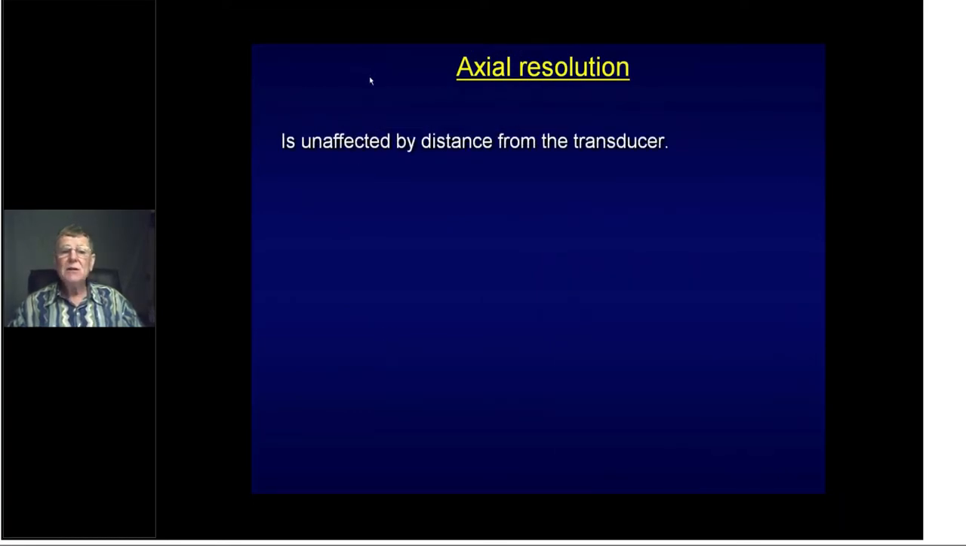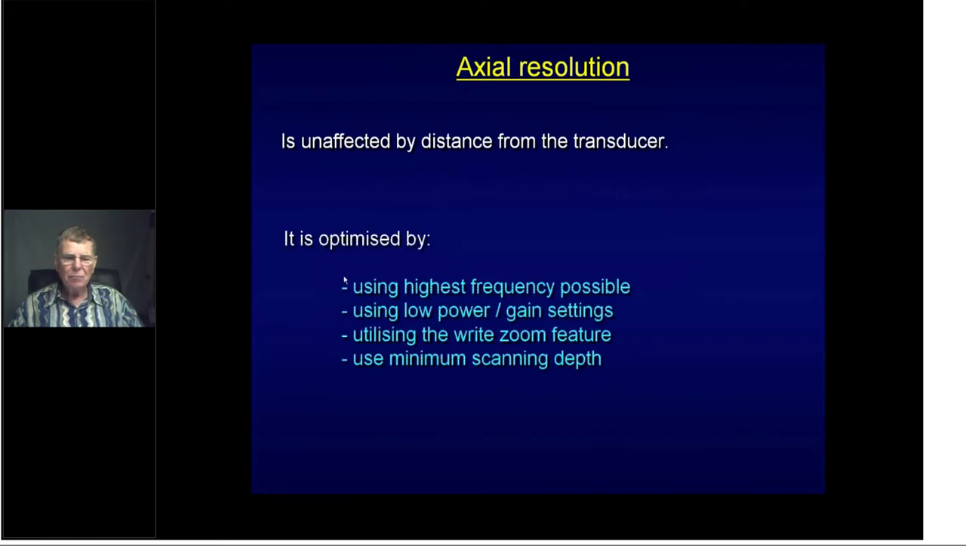Now, axial resolution is not affected by the distance from the transducer. Okay, it's the same all the way down. You optimize it by using, more or less refreshing what we just said, use the highest frequency transducer you can, drop your power and gain settings down to the minimum necessary to produce good quality images, utilize your write zoom feature if you want to make the image bigger, or drop your scanning depth down to the minimum necessary. But they will all help.